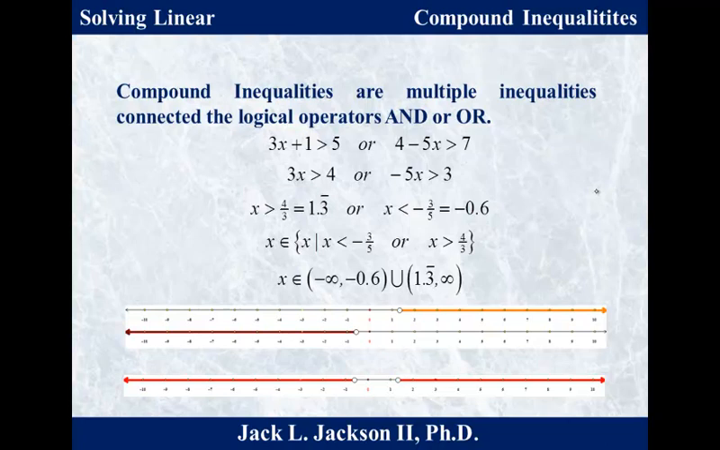So, our final answer in interval notation: x is an element of the open interval from negative infinity to negative 0.6, union the open interval from 1.3 repeated to infinity. And so anything that's shaded in red works. Now let's check this again, and you check it by checking your boundary points. Then we should check a point in each of the three regions, the two regions that are shaded and the one in between that's not shaded.